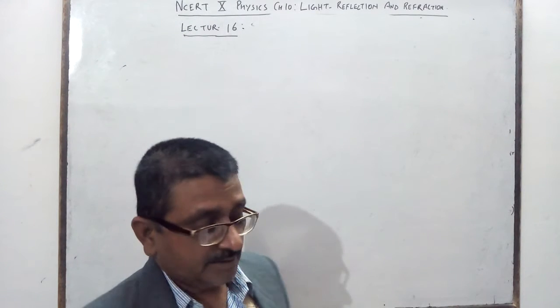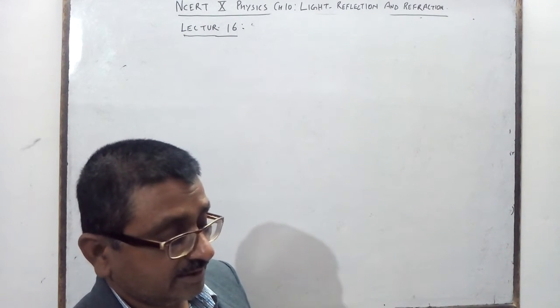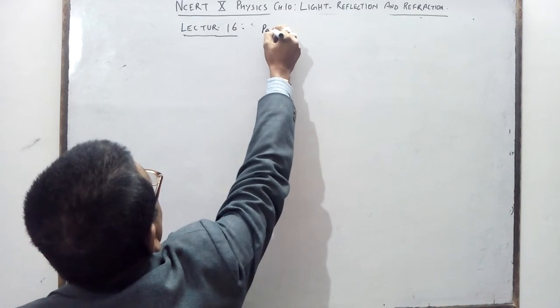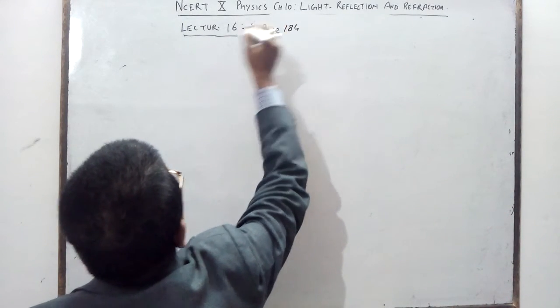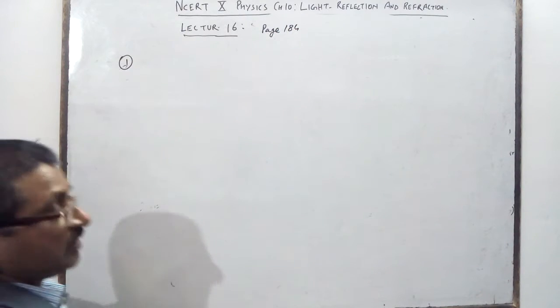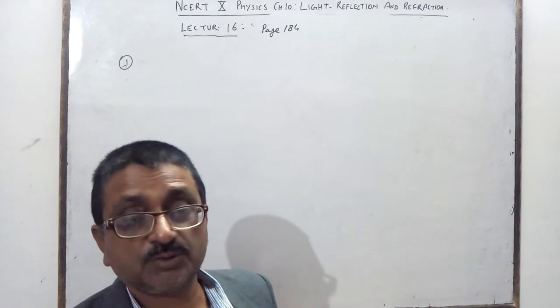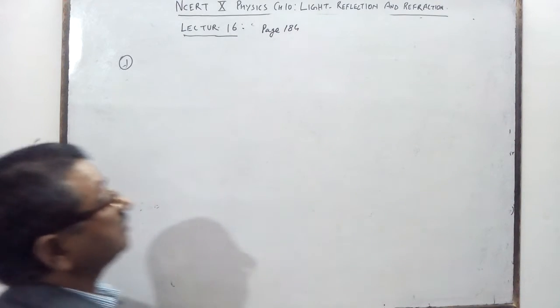Here are the questions given in the "In the light" section on page number 184, page 184 of your NCERT. The questions are given. Define one diopter. One diopter is the reciprocal of the focal length in meters.